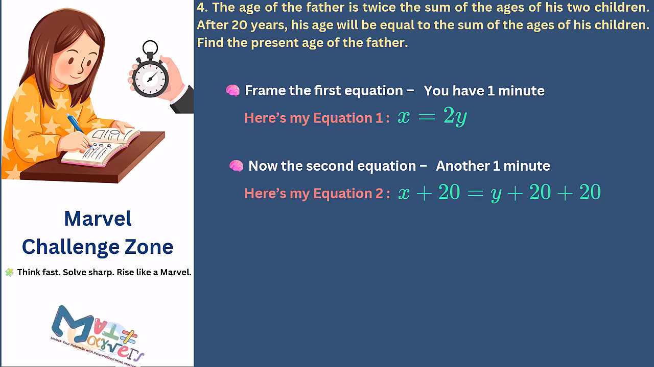Still confused? Then test it with some real numbers. Suppose the present ages are child 1 equals 10 years, child 2 equals 5 years. After 20 years, child 1 will be 30, child 2 will be 25. The sum is 55. So now it's clear why we write y plus 40 instead of y plus 20. So equation 2 is x minus y equals 20.